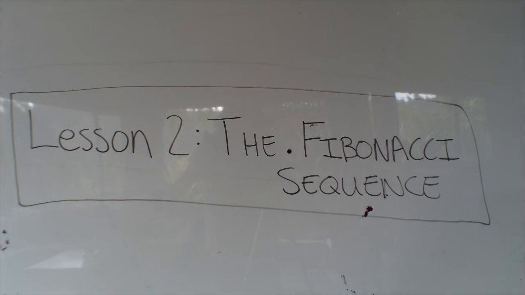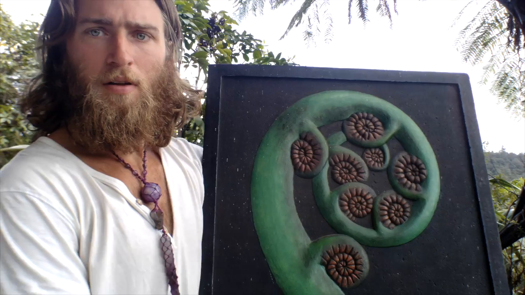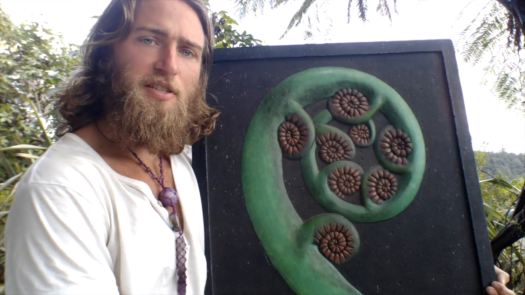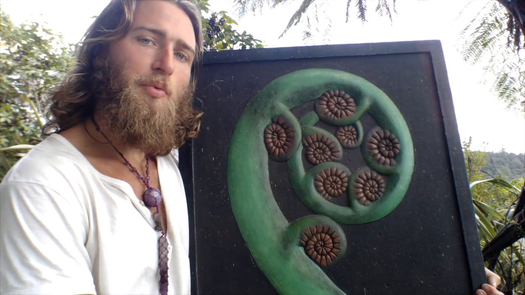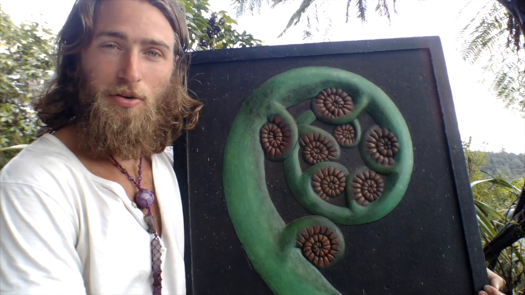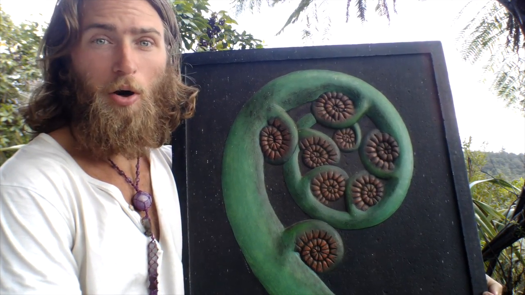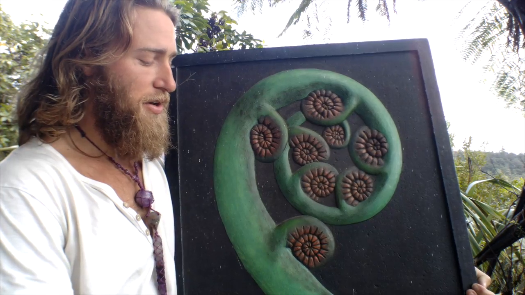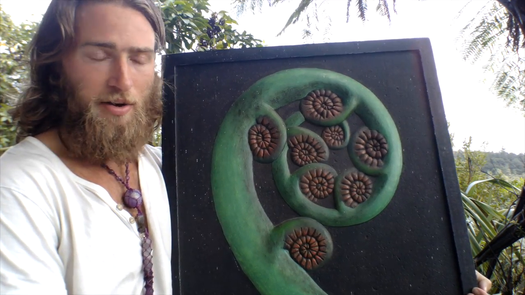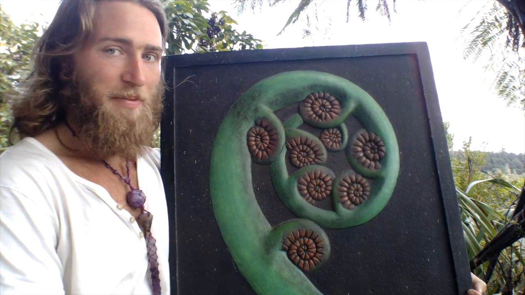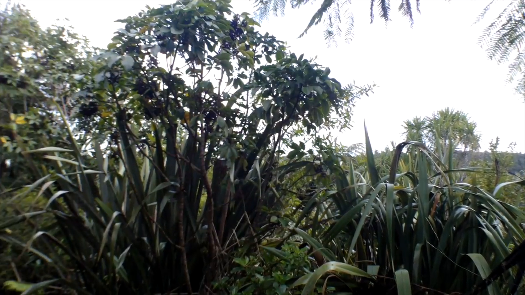Lesson 2. The Fibonacci Sequence. Now, the Fibonacci Sequence is a pattern that we can see throughout all of nature, throughout the material world, all matter. And this right here is called a koru, and well, conveniently, it's right here in front of me.